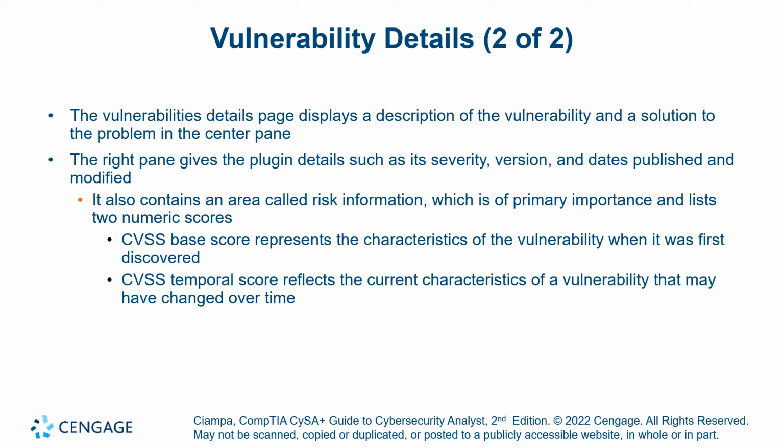Okay, vulnerability details. So the vulnerability details page displays a description of the vulnerability and, my favorite thing, a solution to the problem on the center pane. A right pane gives the plugin details such as its severity, version, and dates published and modified. Also contains an area called risk information, which is of primary importance and lists 2 numeric scores. The CVSS base score represents the characteristics of the vulnerability when it was first discovered. The CVSS temporal score reflects the current characteristics of a vulnerability that may have changed over time.